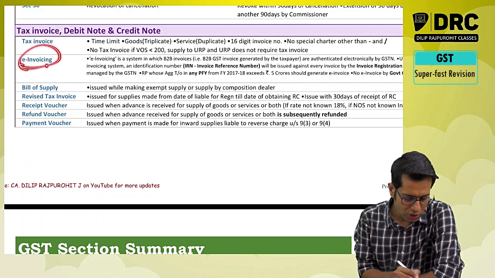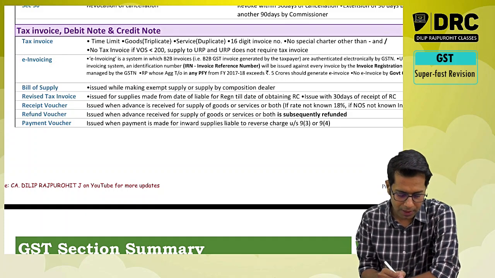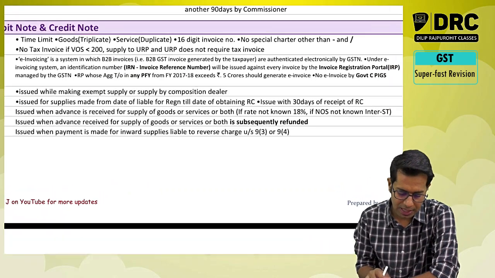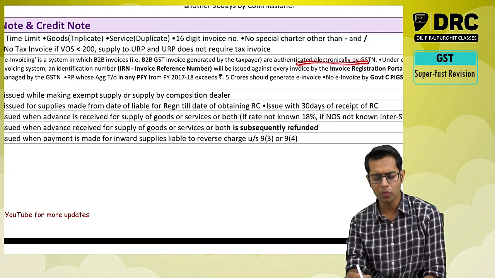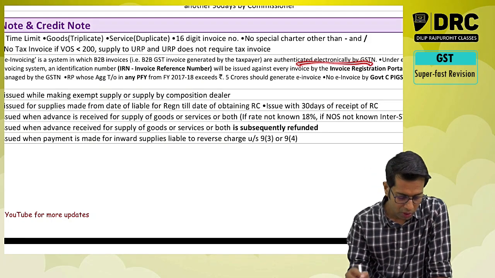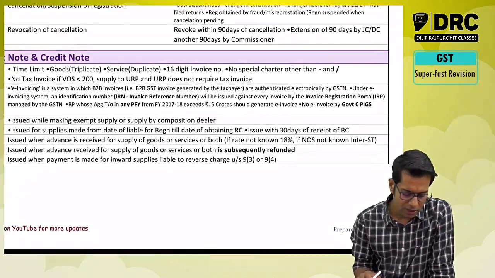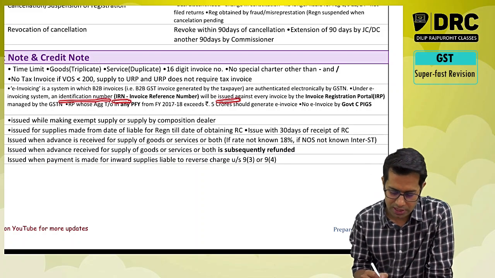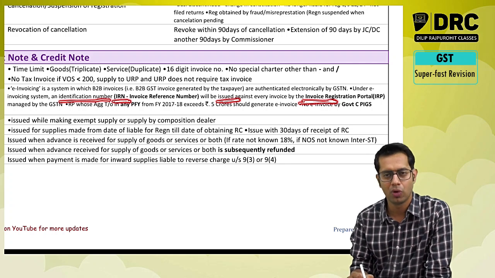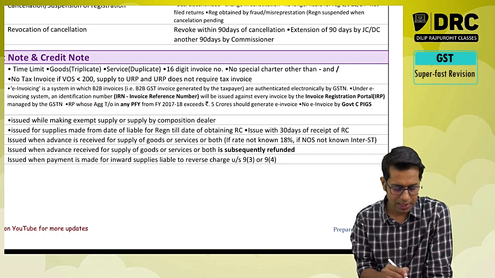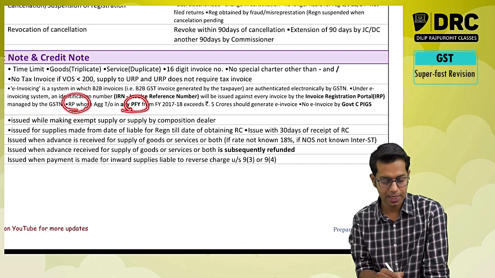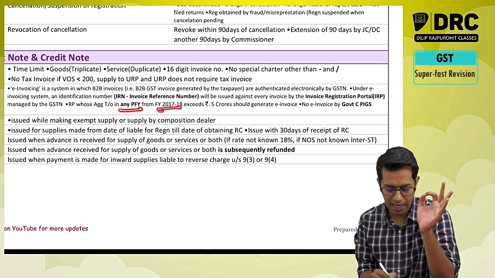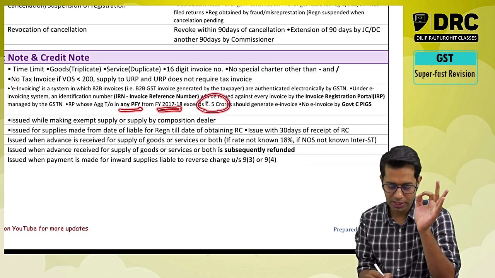Then there is also the provision of e-invoicing. The e-invoicing provision will be applicable for all B2B supplies made by a registered person. Whatever B2B supplies are made by the registered person, they are required to be authenticated electronically on the GST common portal. Under e-invoicing, what will happen, sir? Under the e-invoicing system, an identification number called the invoice reference number will be generated once you register the invoice on the invoice registration portal. This e-invoicing is applicable to a registered person whose aggregate turnover in any preceding financial year, starting from financial year 17-18, was exceeding 5 crore rupees.